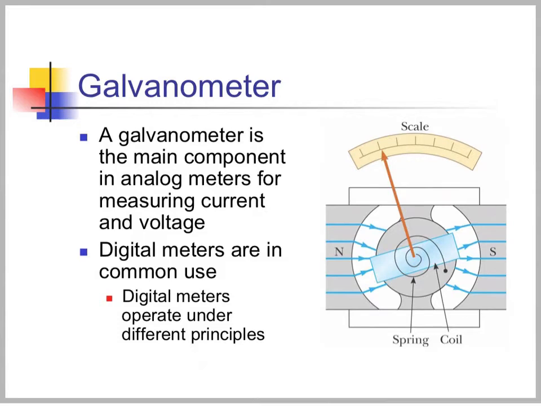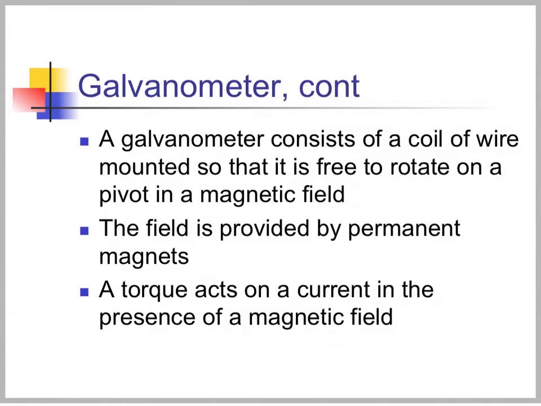And the galvanometer essentially is just a coiled spring and a magnet, and as I move current through it, as we're going to find out in the next section on magnetism, I can create a magnetic field and I can get this needle to turn, and it's going to turn based on how much current or voltage is across a certain element. So it's a coil of wire mounted so it's free to rotate on a pivot in a magnetic field, and that field is provided by permanent magnets. And anytime I have currents going through a loop, I have a torque, which causes the coil to turn.